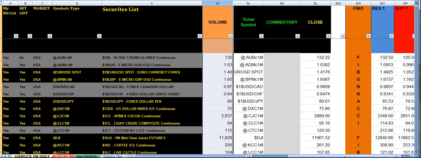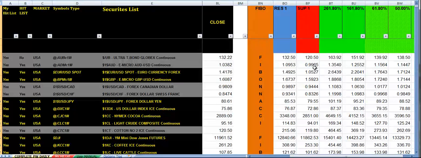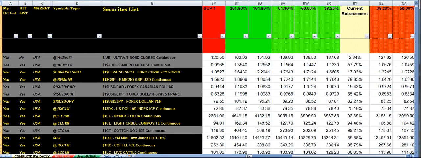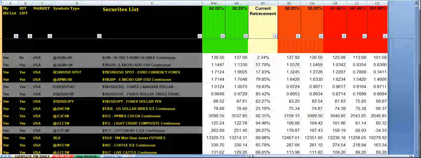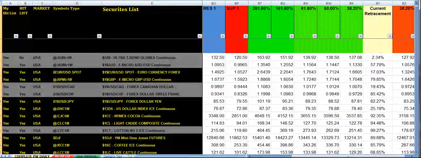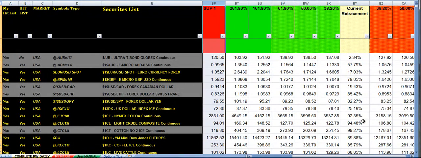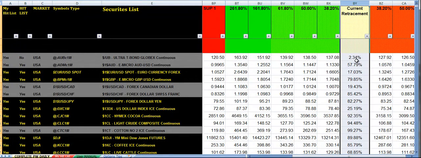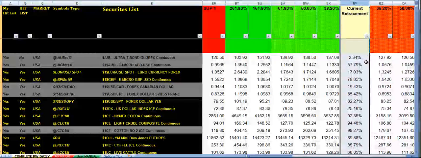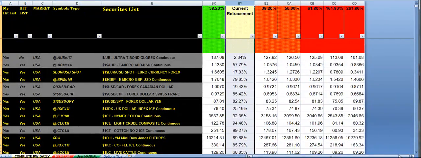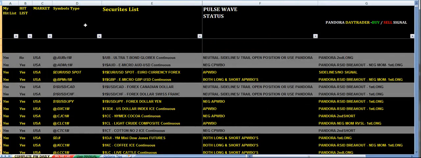Then the next one over is where we start the Fibonacci retracement section in column BN. It gives you your Fibonacci resistance level in column BO, Fibonacci support level in column BP, and then it gives you your current retracement levels off those support and resistance lines, and then it tells you what your current retracement reading is. So it's pretty straightforward, pretty simple. That's it in a nutshell.